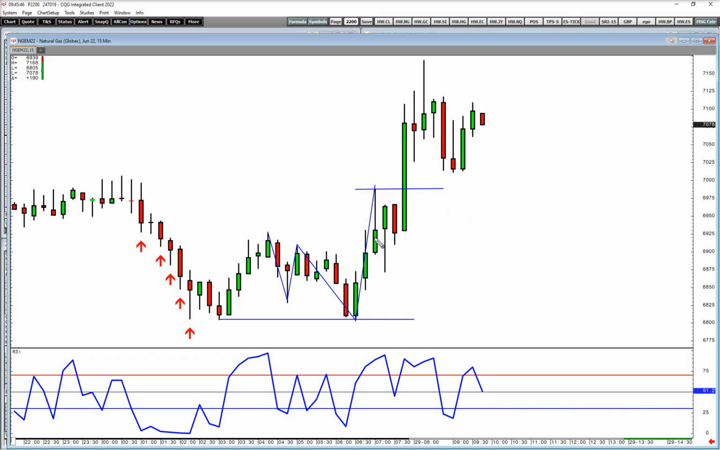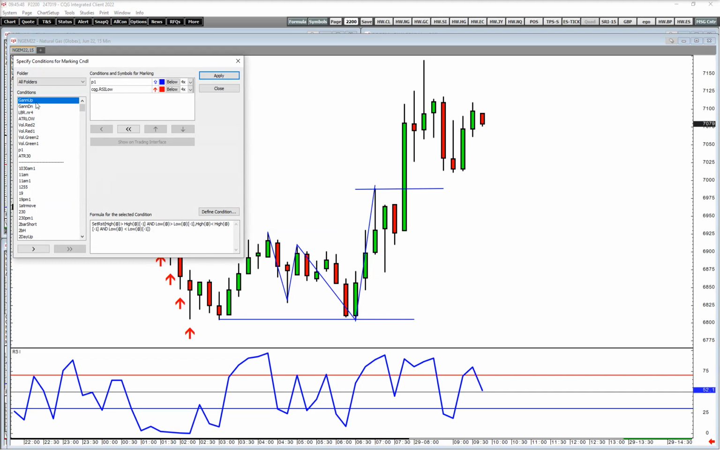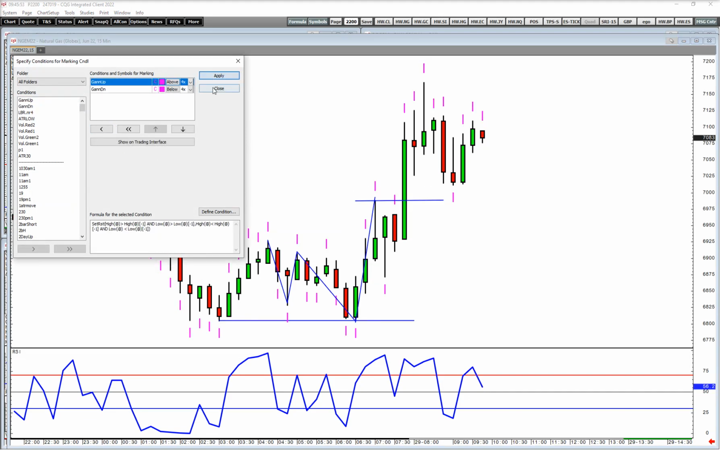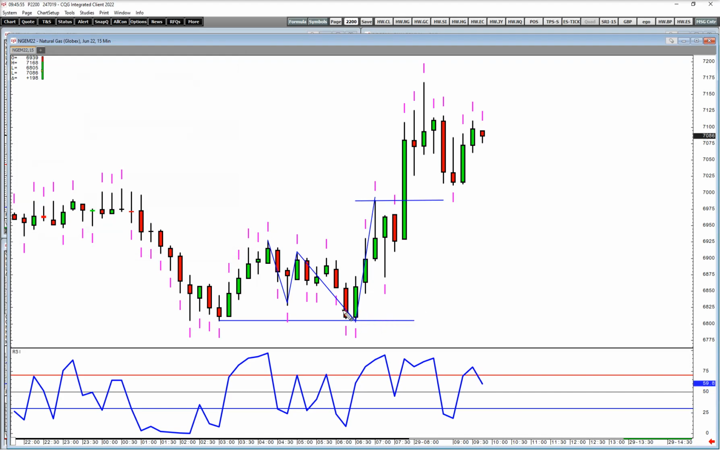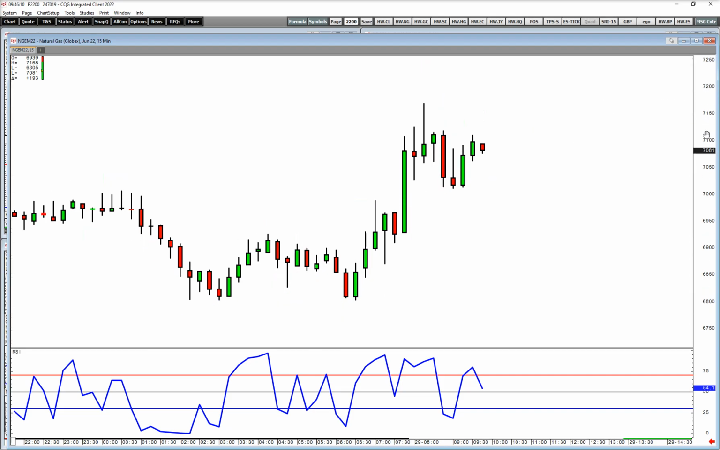Let me put the GAN on it. So you can see we had a swing up greater than the previous swing down, and then we have this swing down. So taking that out is a U-turn. And that got taken out at about 699. We went up to about 717 here. So again, really good movement on this market.